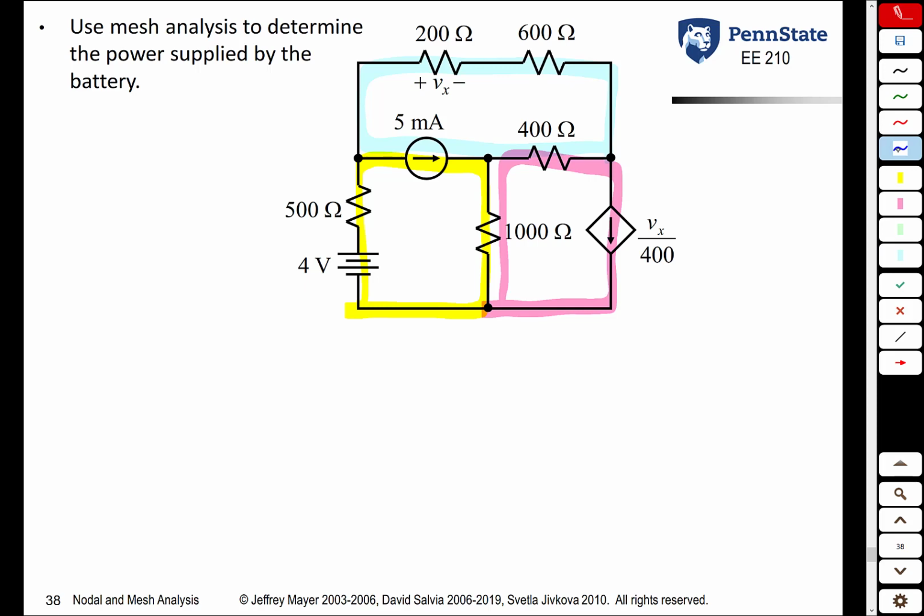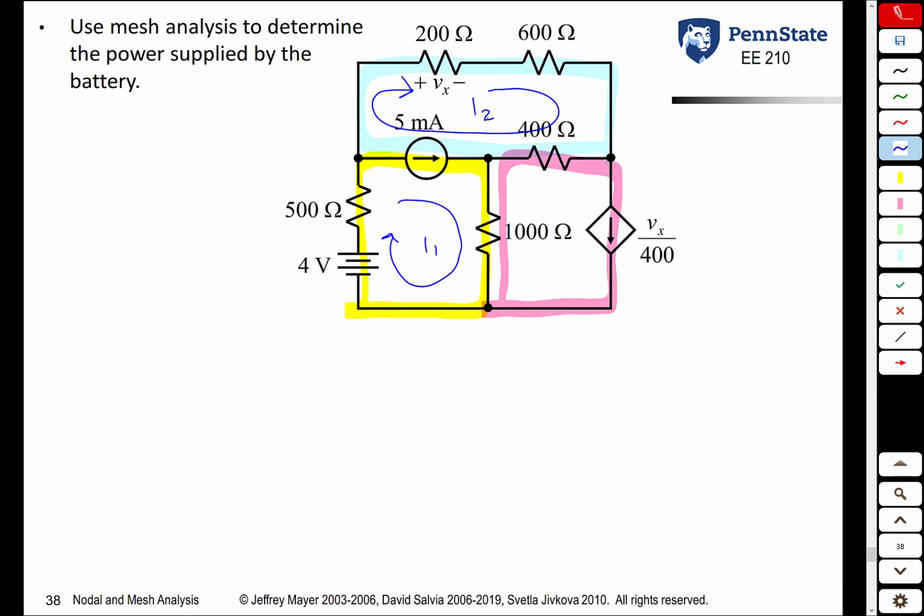So the yellow mesh has a current source, but it's an interior branch current source, so you do not know the current, so you give it a variable. I will make it a clockwise variable and call it I1. The blue mesh, once again, has a current source, but it's an interior branch current source. You do not know the current. I will give it a variable, call it I2.